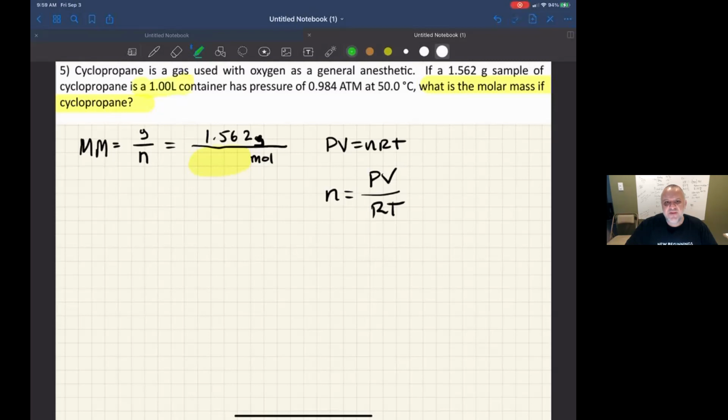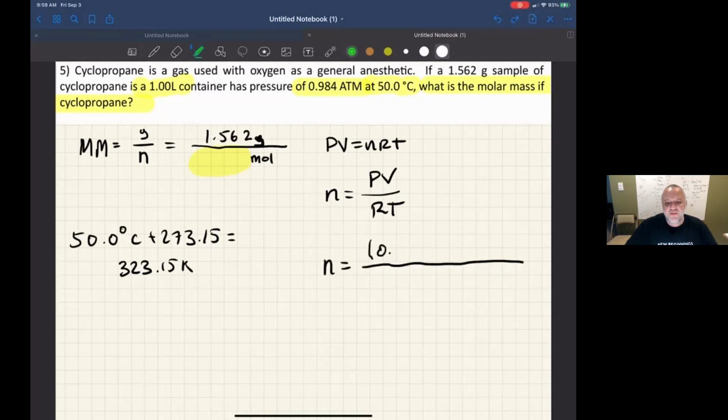I think I get everything in the correct units except for temperature. So let's go ahead and convert that temperature to Kelvin by adding 273 to 50. I get 323.15 Kelvin.